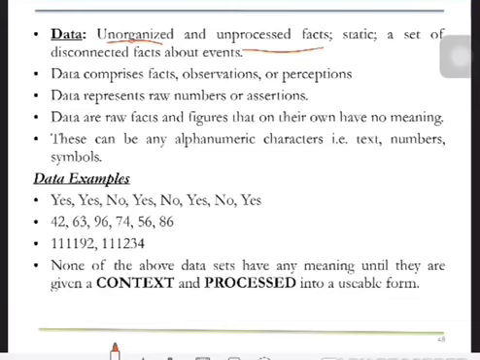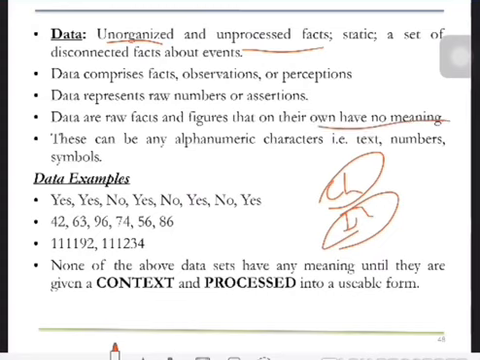Start with a set of disconnected facts about events. So it's a set of disconnected facts. Chocolate, ice cream: chocolate is one disconnected fact, ice cream is one disconnected fact. Such things we can say are data. So data comprises facts, observations, or perceptions. Data represents raw numbers or assertions. Data are facts and figures that on their own have no meaning. Data has no meaning by itself, but when processed we can get meaning from it, so we call it data.